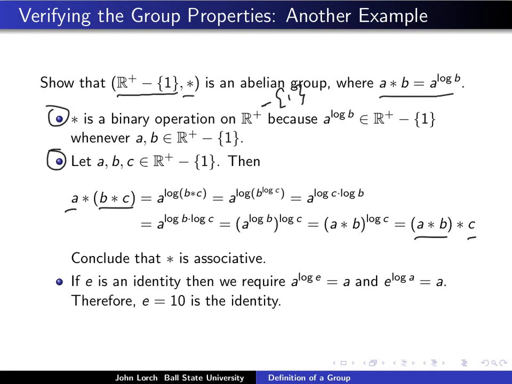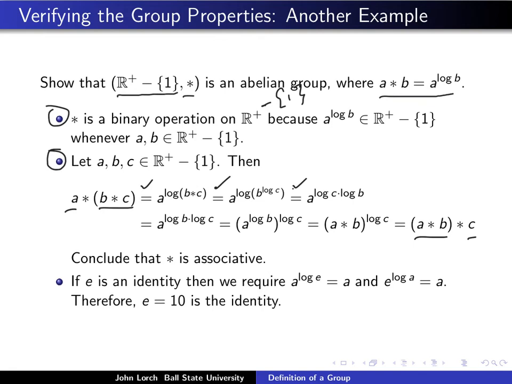So in the first two steps, we're not doing really very much. We are just unwrapping what's meant by the star operation. And then finally, in this third step, we're applying a property of logarithms that says if you take the logarithm of b to some power, then you can bring the power out in front of the logarithm.